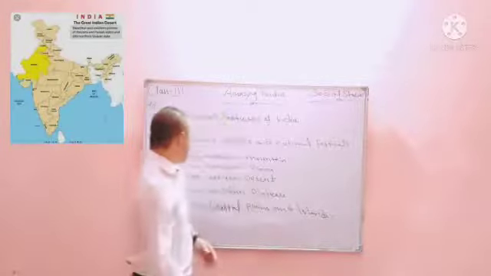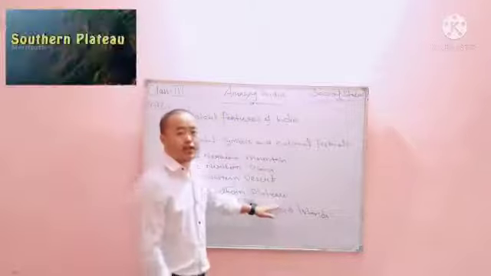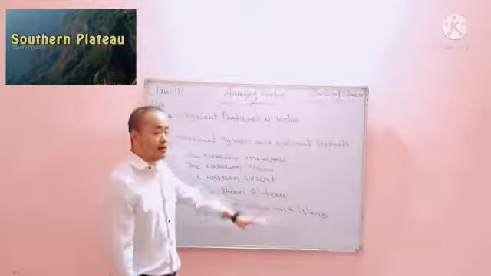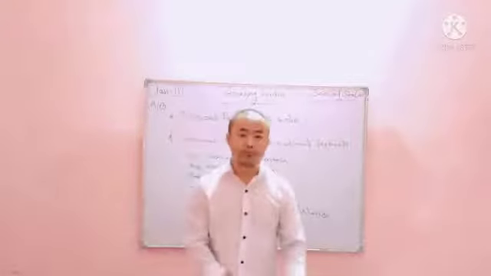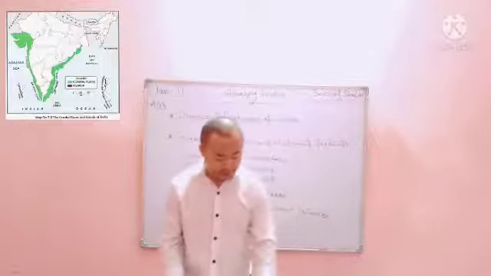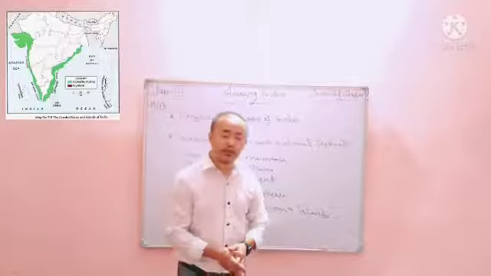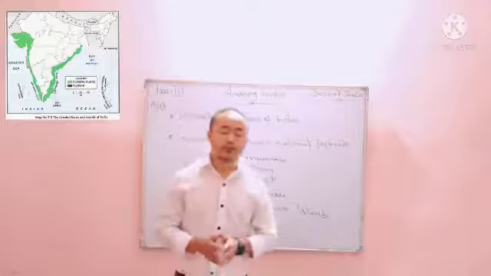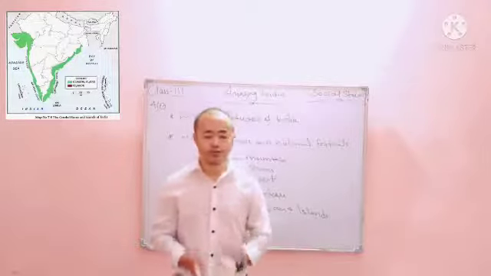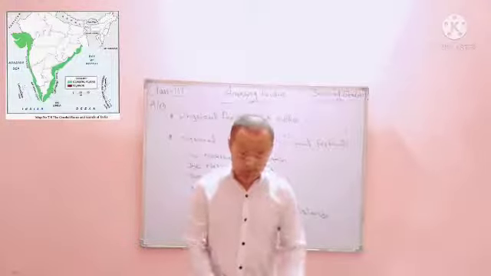Now the southern plateau. The southern plateau of India is also called the Peninsula of India. The southern part of India is a peninsula. A peninsula is a piece of land surrounded by water on three sides.